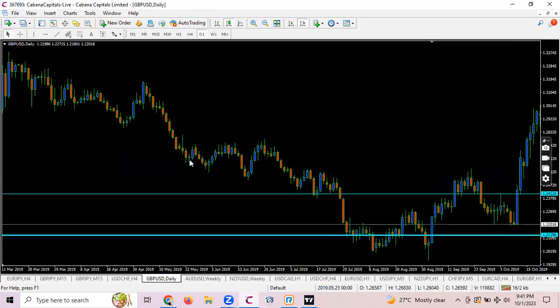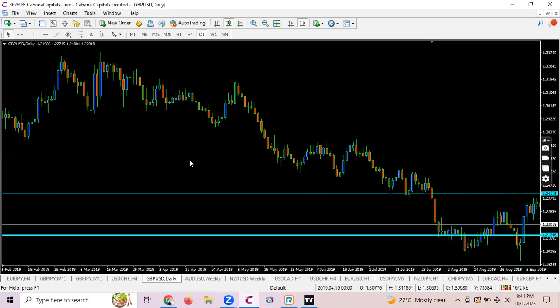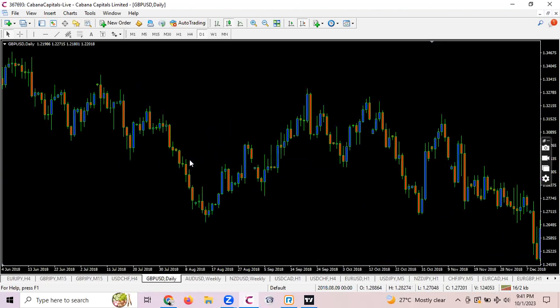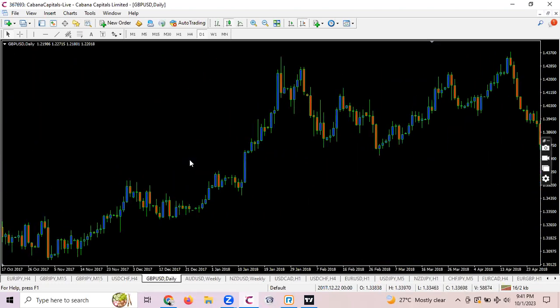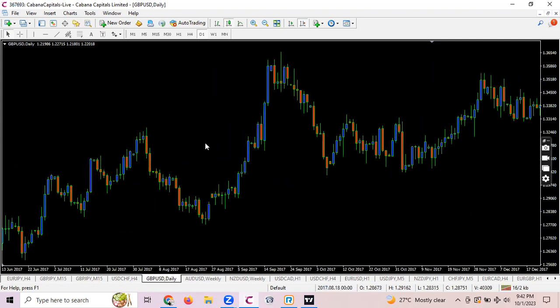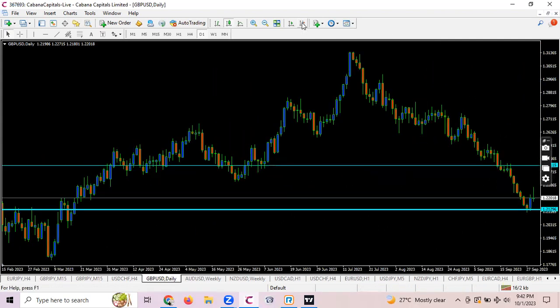I think that is okay. We've confirmed that it was a support in the past. So that is okay. If that level has been tested twice, it's a strong support level. Okay, so that is it for GBP USD.